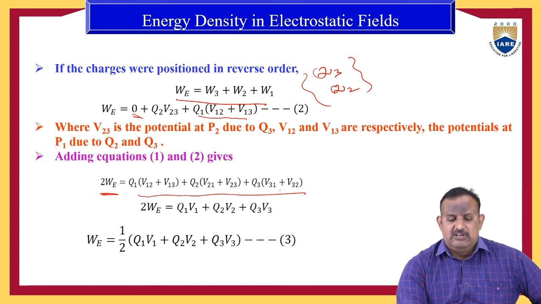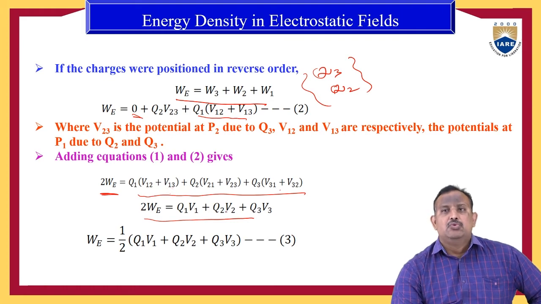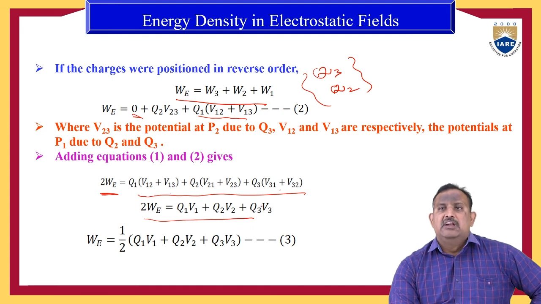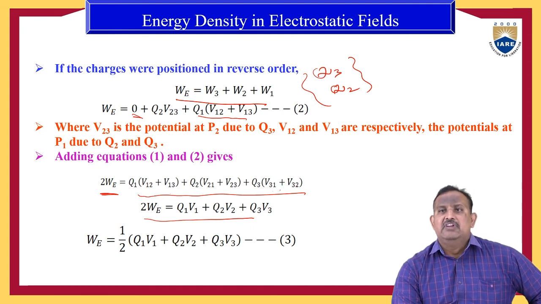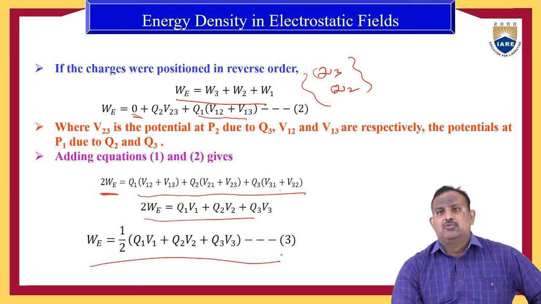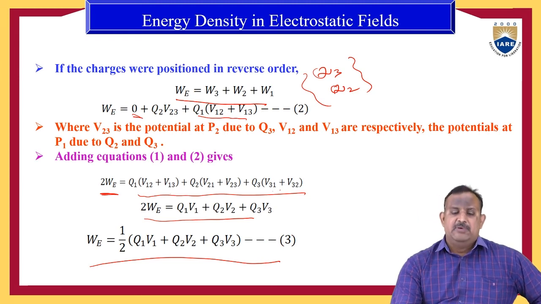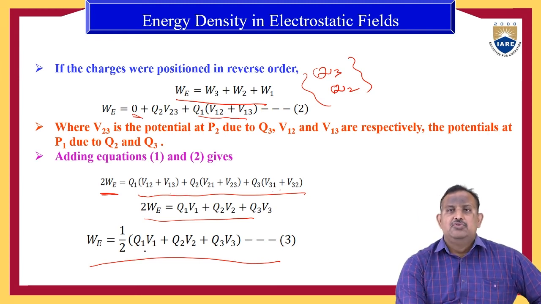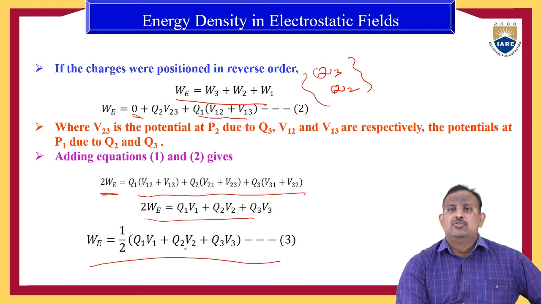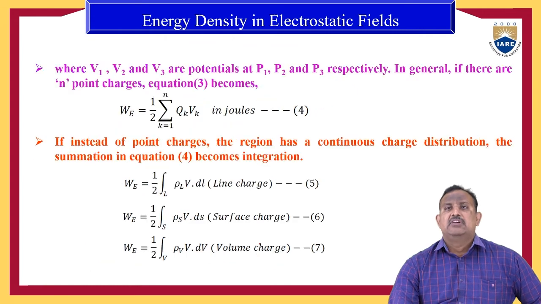In a simple manner, we can assume 2WE is equal to Q1 into V1, where V1 is equal to V12 plus V13, Q2 into V2, where V2 is equal to V21 plus V23, and V3 is equal to V31 plus V32. Therefore, the total work done required in moving point charges from infinity to space is half into Q1 V1 plus Q2 V2 plus Q3 V3. So it can be expressed as a summation of charges.